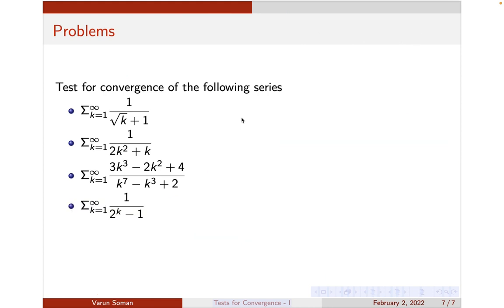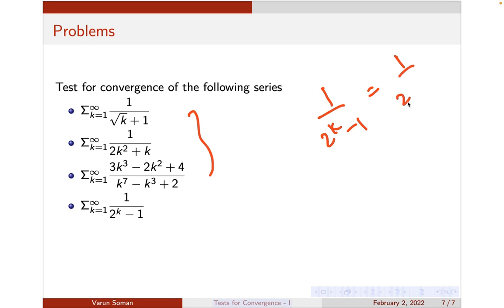Moving forward, another series. This is not a harmonic series here, so you can take 2 outside. But can you tell me how you will do this one? 1 by 2 raised to k minus 1. What will you do? Just use your common sense. If you have understood these concepts, you can apply the same concept over here. Here you can't take k outside, but if you take 2 raised to k outside, what will happen?